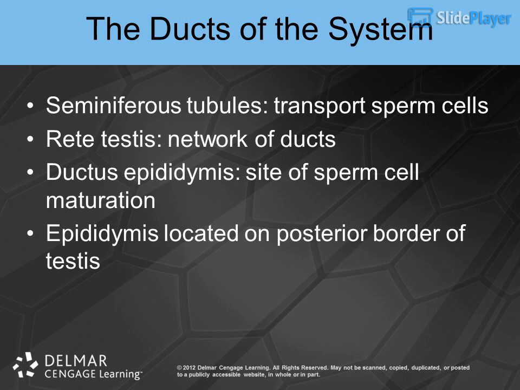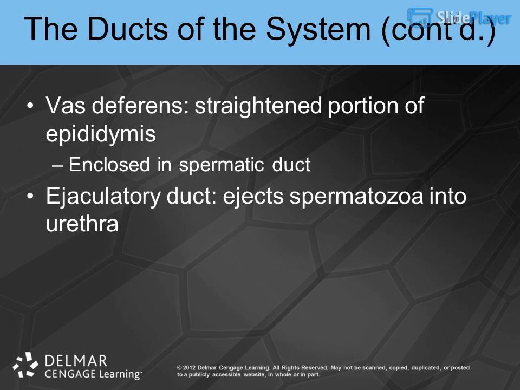The ducts of the system. Seminiferous tubules transport sperm cells. The rete testis is a network of ducts. The ductus epididymis is the site of sperm cell maturation, located on the posterior border of the testis. The vas deferens is the straightened portion of the epididymis, enclosed in the spermatic cord. The ejaculatory duct ejects spermatozoa into the urethra.